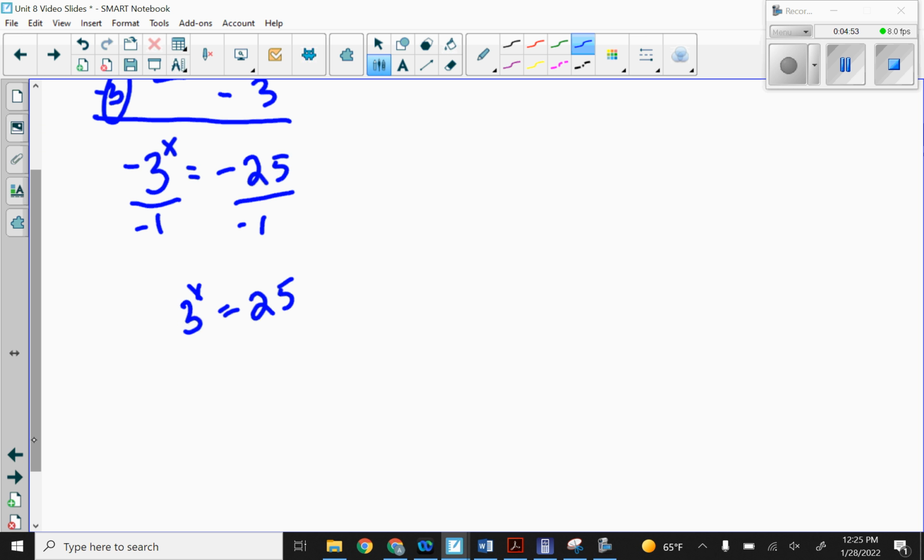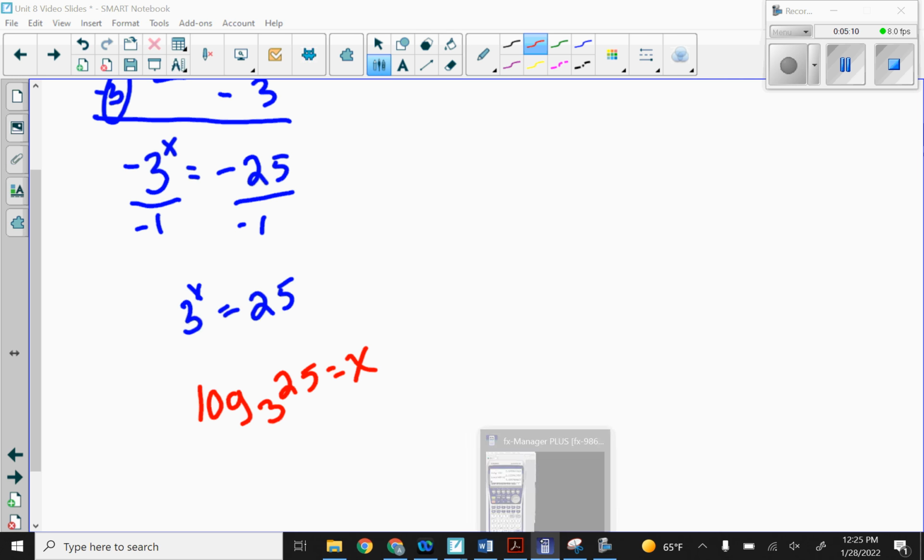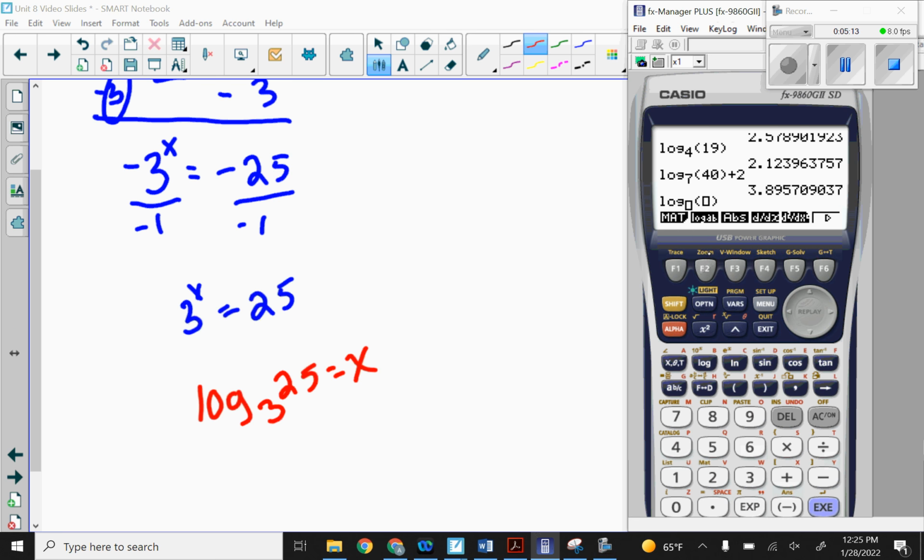And from here, it's just like all the other ones we've been doing. Log base 3 of 25 equals x. Now x is by itself, so we can plug that into our calculator. Log base 3 of 25 is approximately 2.9.